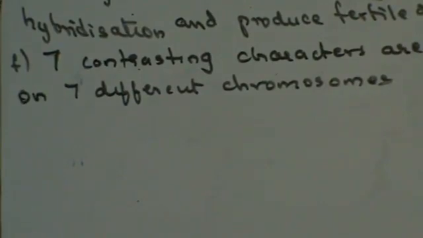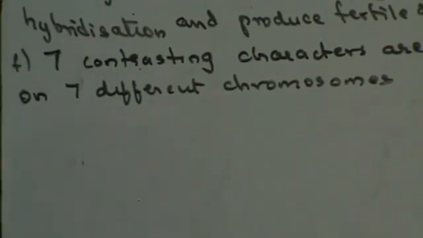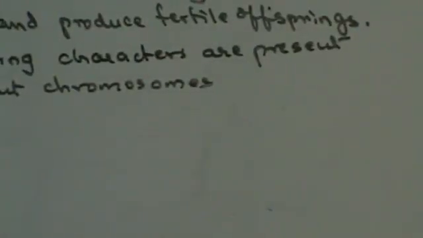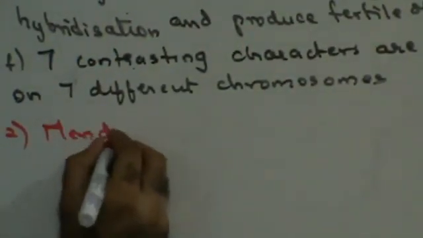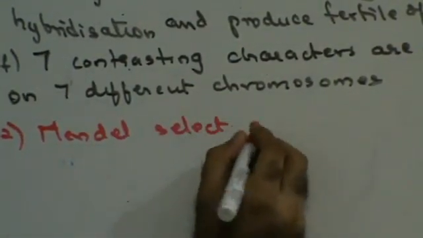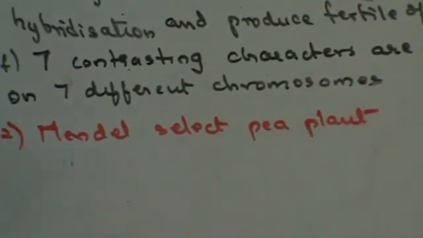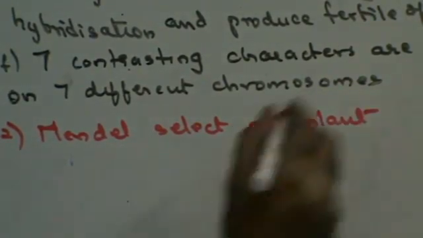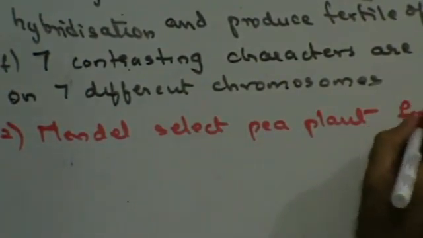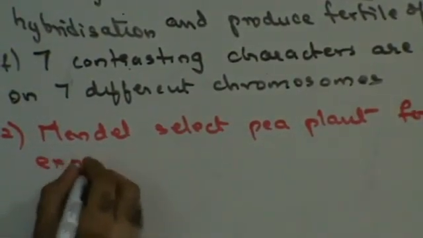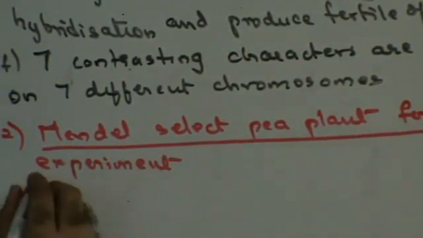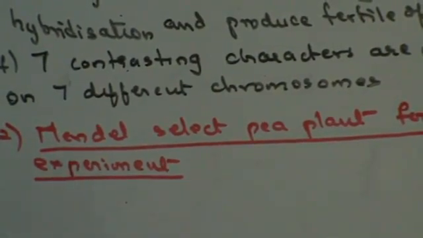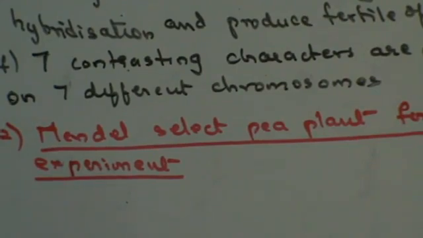Now, the question, why did Mendel select pea plant for his genetic theory? Why did he select pea plant? Right? Why did Mendel select pea plant for his experiment? Now that we know the characteristics of a pea plant, we should easily be able to determine why he selected it.